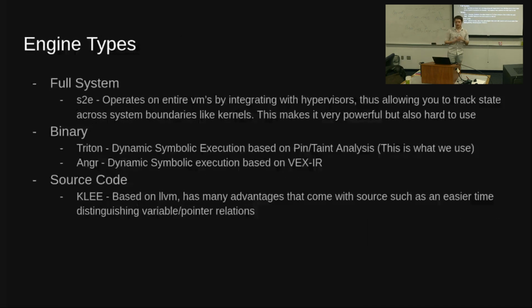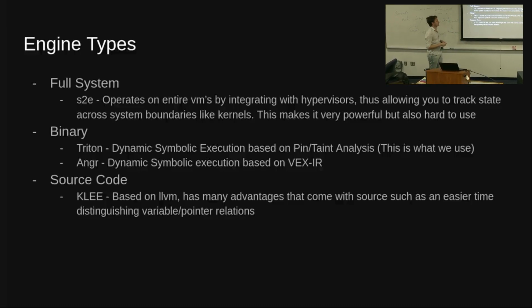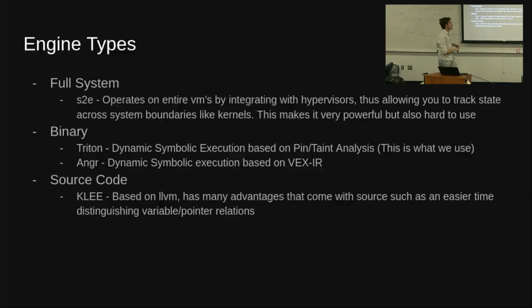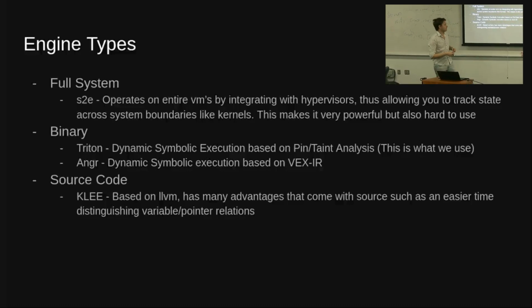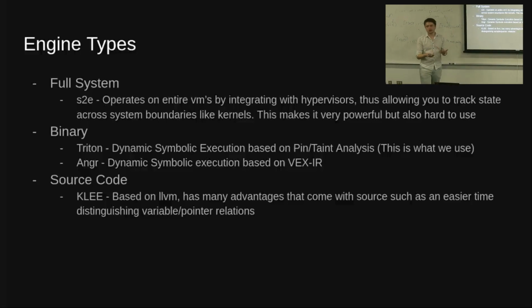Okay, so let's talk a bit about a couple of different engine types. Start with the source code one. This is what I mentioned earlier. There's one main engine that I'm aware of that's based on source code. I'm sure there are many more that people have developed, but Klee is the most popular one. This one is based on LLVM, so you give it source code, you let Clang or whatever generate the LLVM IR from it, and then it works on the LLVM IR. This has many advantages that come with source code, such as an easier time distinguishing between variable and pointer relations, and a lot of things like that, where, when you only have a binary, a lot of issues come up.